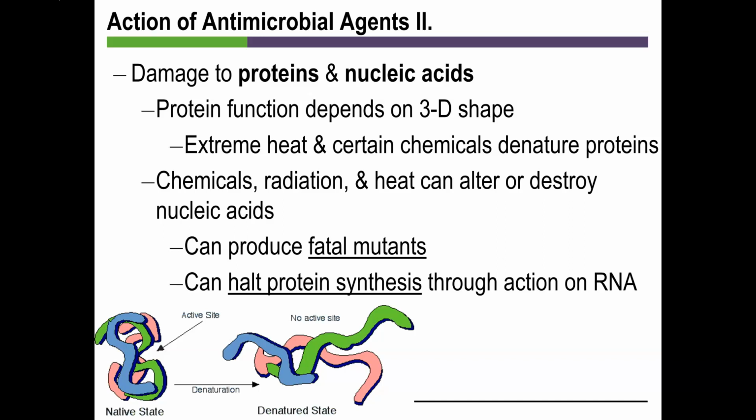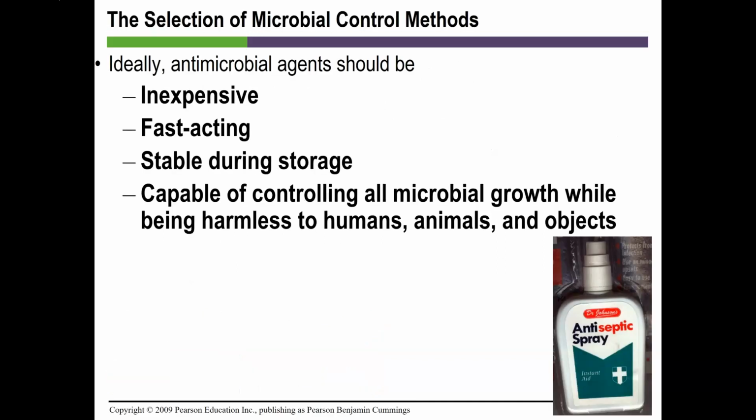When you're trying to select which agent is going to be the best for your particular application, and there's lots of different applications, you have to consider 4 major things. One is ideally the agent is not expensive. You want it to be pretty inexpensive so that it can be purchased in large amounts for your application. You want it to work fast. It's not helpful if you have to leave your agent on for hours or overnight in order for the activity to take place. You also want your agent to be stable during storage.